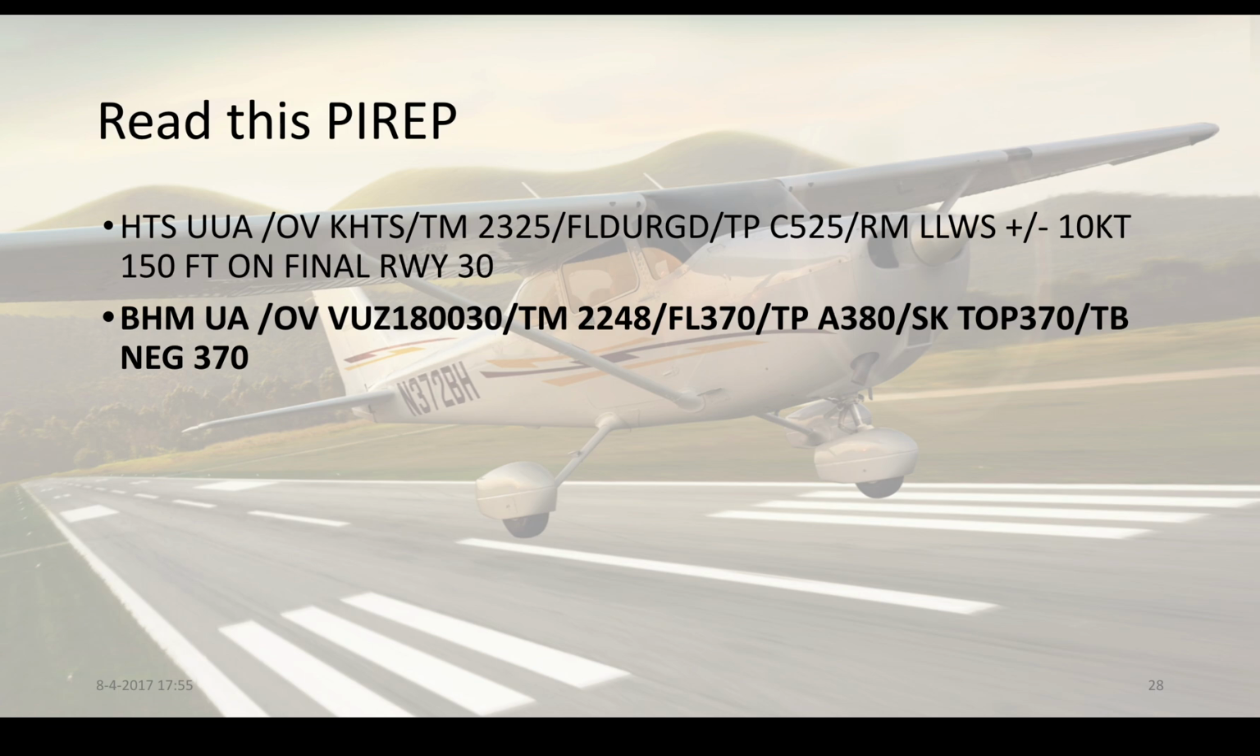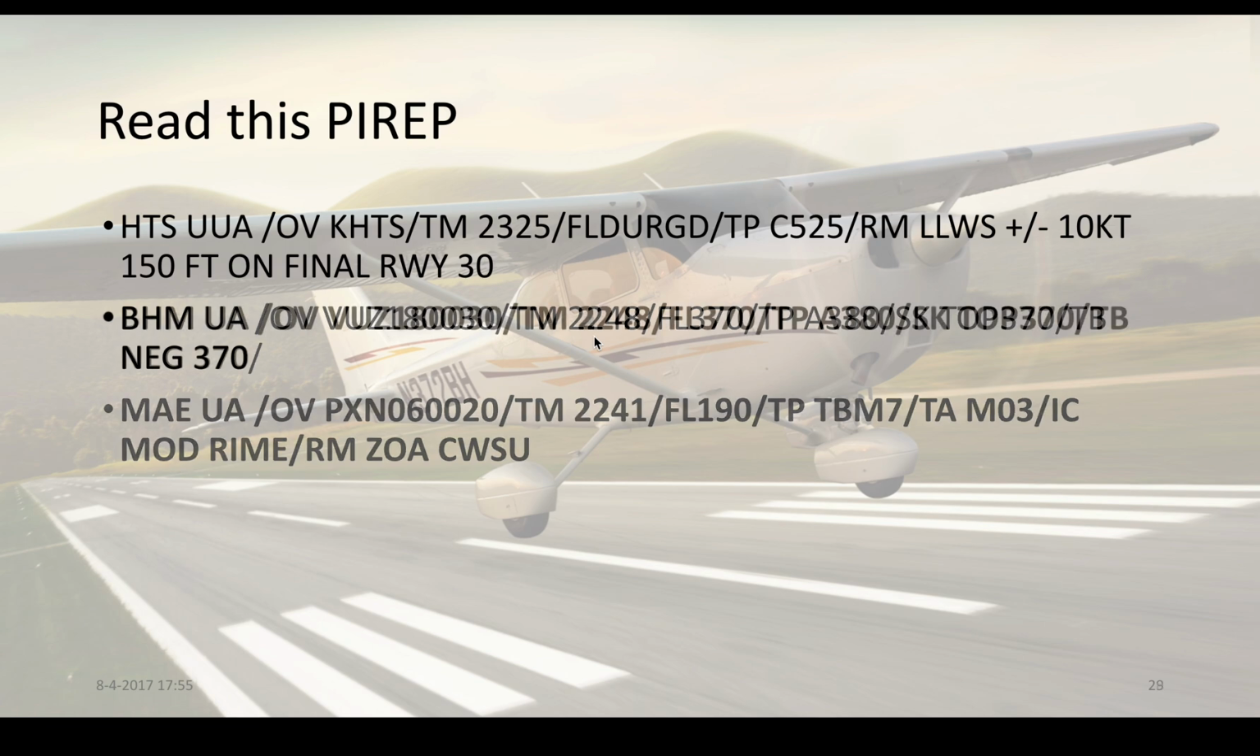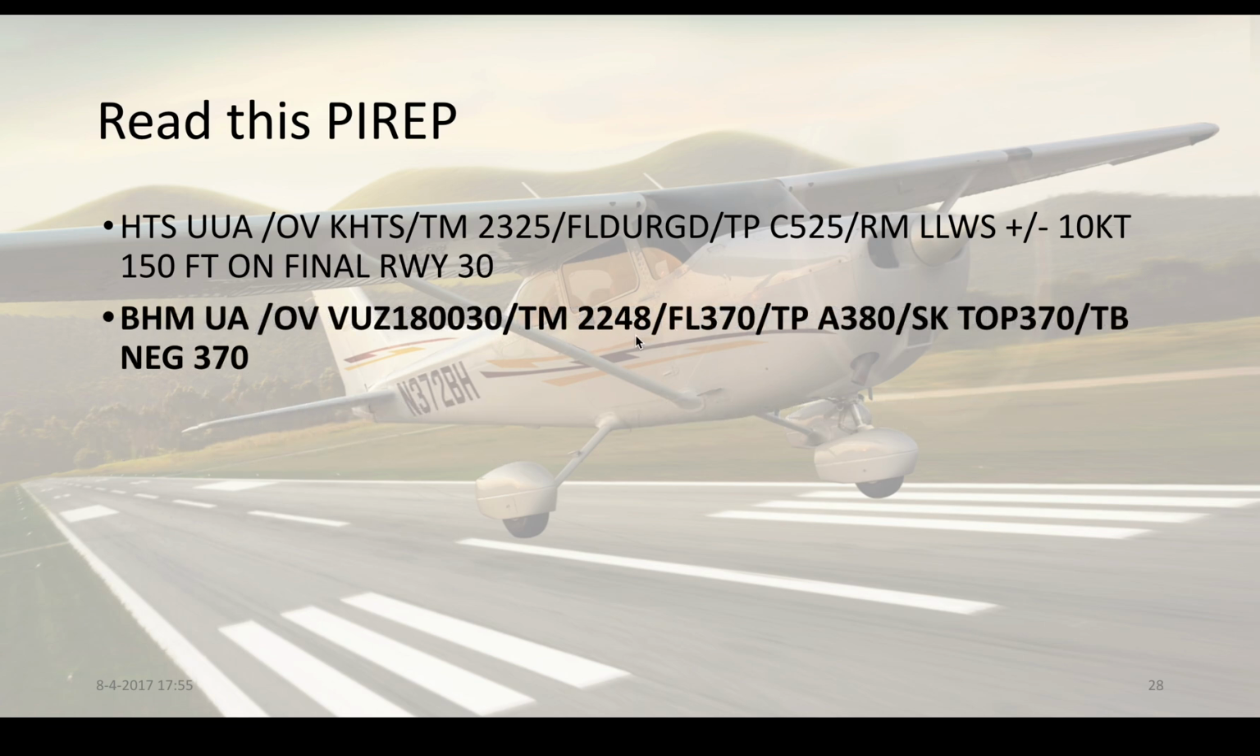And I can't find information about where it is exactly. It doesn't matter. And then the time was 22:48 Zulu. Flight level 370, so it's 37,000 feet. The type was an A380, so a big old Airbus airplane. Sky conditions, the tops of the clouds are at 37,000 feet. Turbulence, negative at 37,000 feet. So they're nice and smooth.